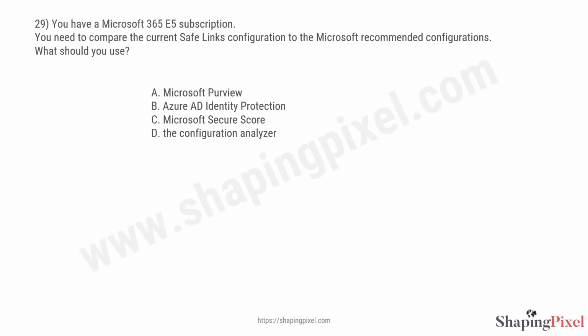So question number 29. You have a Microsoft 365 E5 subscription. You need to compare the current safe links configuration to the Microsoft recommended configuration. So what should you use? And we have the following four options: Microsoft Purview, Azure AD Identity Protection, Microsoft Secure Score, the Configuration Analyzer. So the right answer here is option C, Microsoft Secure Score.